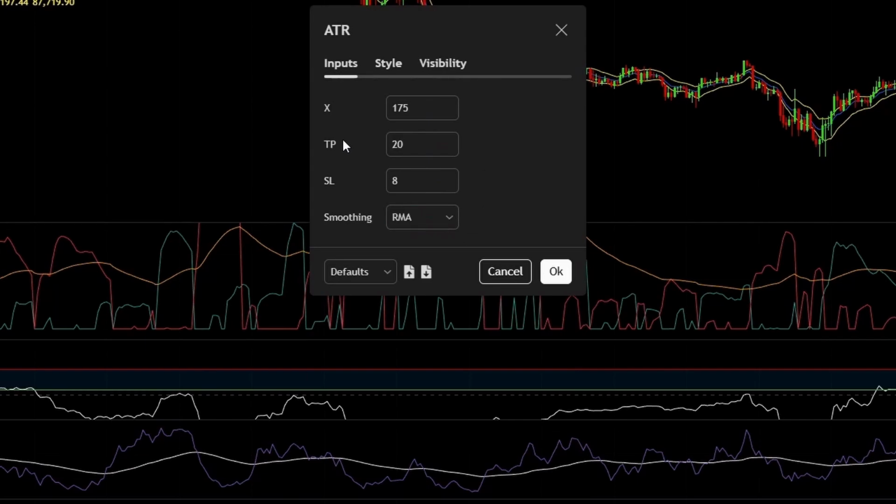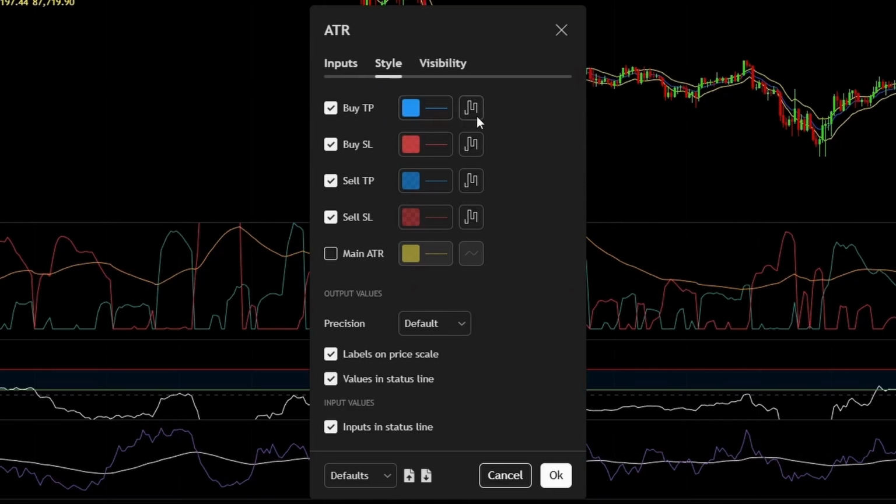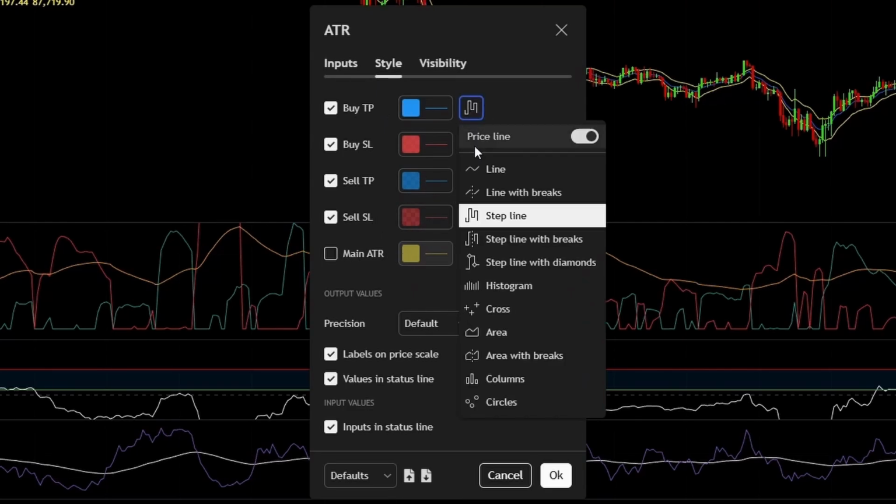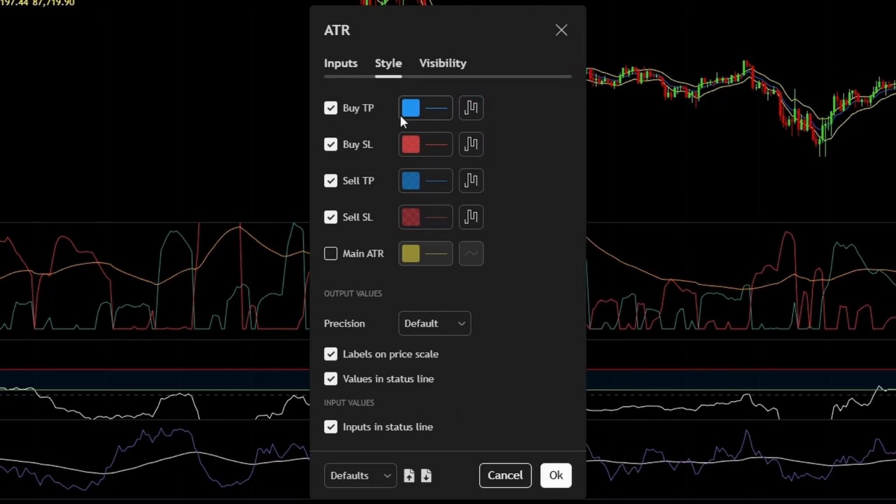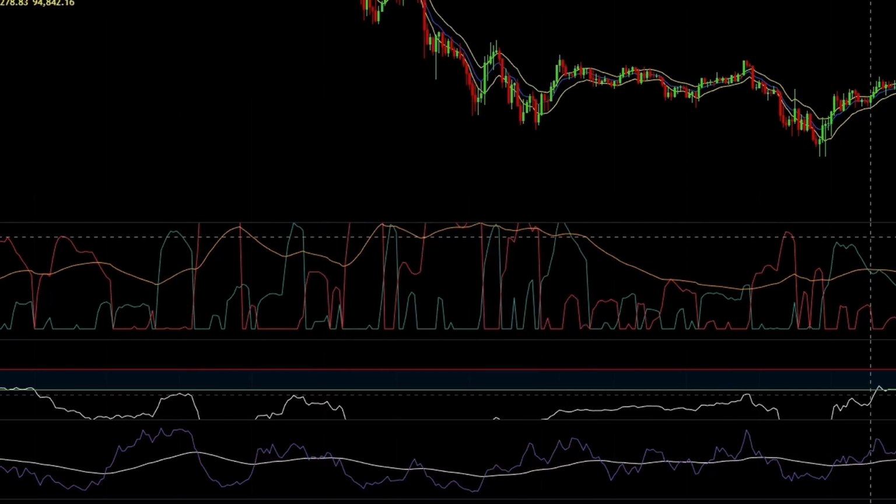This will be your stop loss and take profit indicator, and for that set the X value, its period, to 175, the take profit multiplier to 20, and the stop loss multiplier to 8. In the styles tab, uncheck the main ATR, we won't need that, and make sure that the line style is set to step line. Next, the Andean Oscillator.